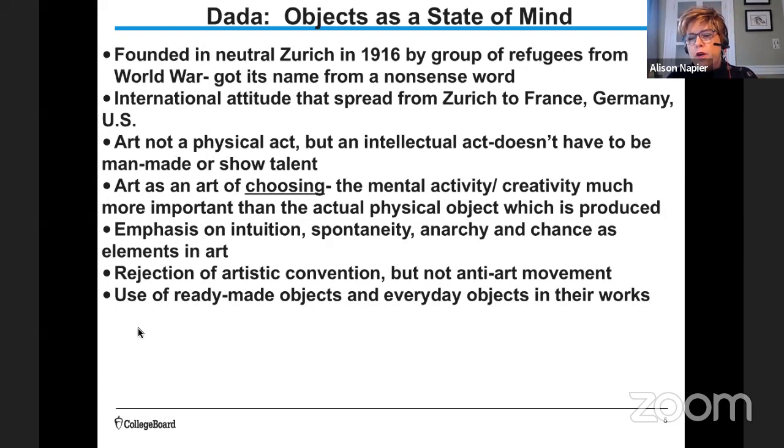That's actually the art act, right? The act of creation is the choice of objects for many of these Dadaists, and chance is also something else that's really prized here. So the word Dada, there are several different myths about where it comes from. It's the French word for hobby horse.